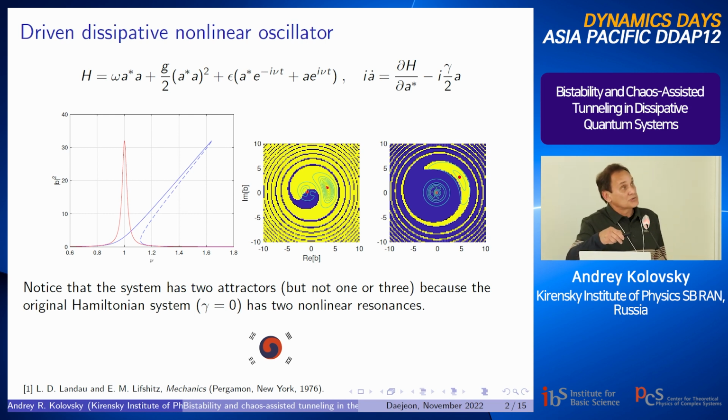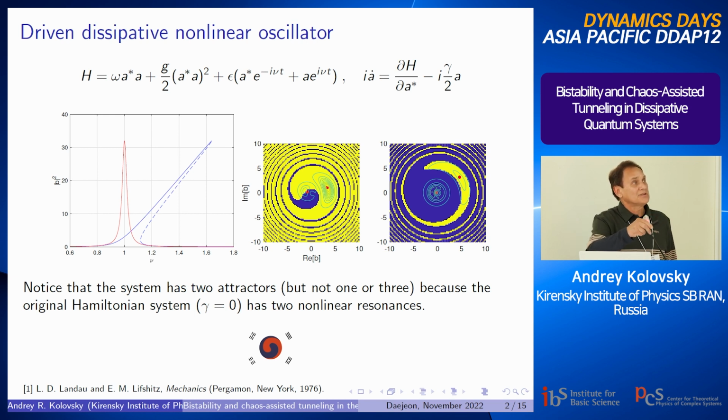Which solution is realized in practice depends on the initial condition. If you are in the yellow regions, you will be attracted to the upper limit cycle. If you are in the blue area, the trajectory will be attracted to the lower limit cycle. Essentially, this figure shows the basins of the attractors in the rotating frame for two different driving frequencies, somewhere here and somewhere here.